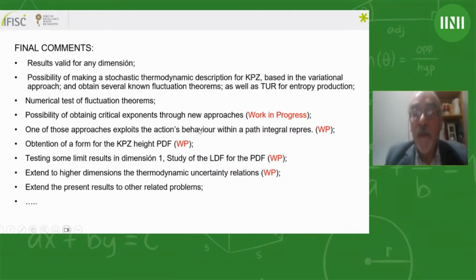One of these approaches is based on an integral representation for the analysis of the action. It's possible to obtain at least some approximate form of the KPZ height probability distribution as we progress, and test some limits to study different functions for the probability distribution function. We can extend the results found so far to stochastic thermodynamics in other dimensions without problem, and also the present form of attacking the problem can be used in other related problems.